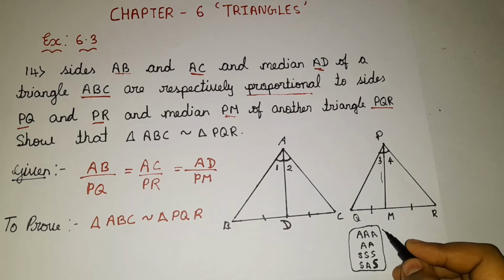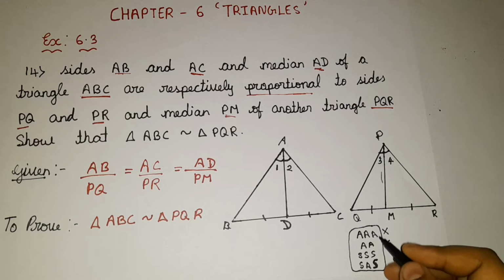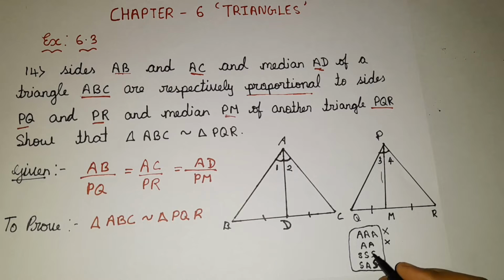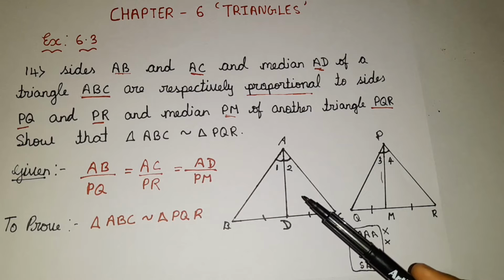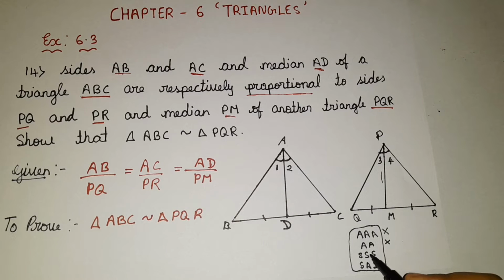So I'm sure that I won't be using these 2 criterions. I'm going to be using SSS or SAS. Since they had already mentioned side information, it is really hard to find one more side, am I right? So I'm not going to be using this as well.